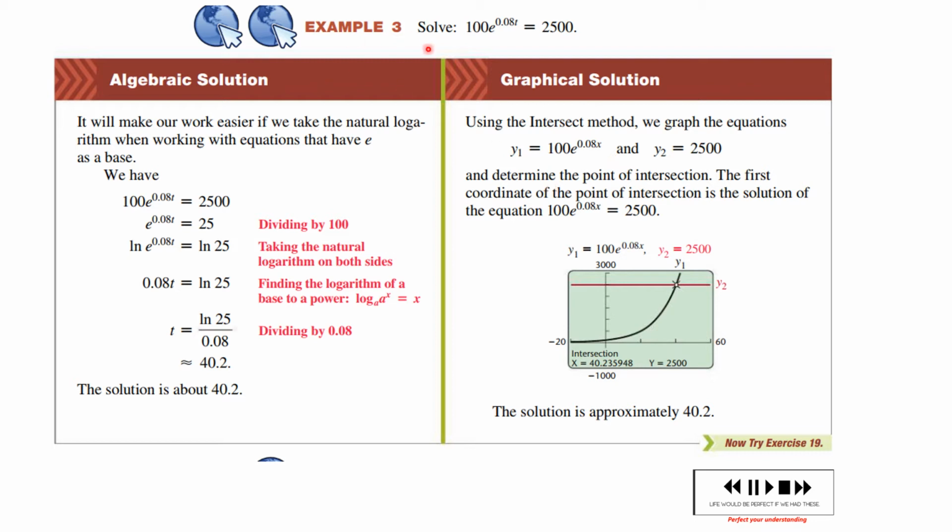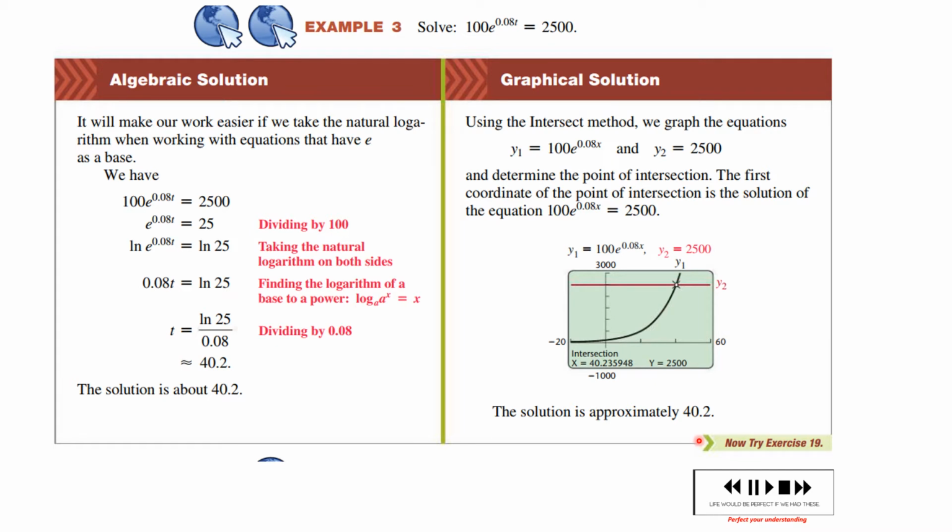Let's look at a more complicated problem. Here we have e being the base, so we have 100 e to the 0.08 t equal 2500. We have an algebra solution and a graphical solution. The graphical solution would be to graph the left-hand side of the equation and graph the right-hand side of the equation separately and determine the point of intersection as we've discussed before.